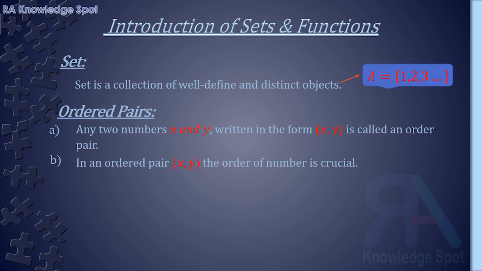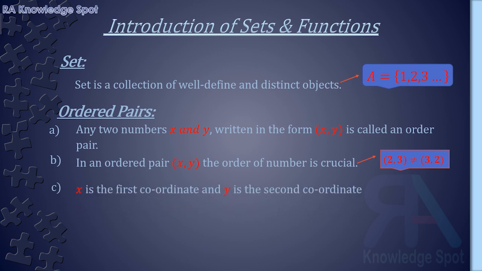Furthermore, in an ordered pair (x, y), the order of the numbers is crucial. Like the order of the numbers is very important. We cannot write it like (2, 3) is not equal to (3, 2). They should be in that order. You cannot change this. Crucial means important. The next key point is that x is the first coordinate and y is the second coordinate. The first element is the x coordinate and the second is the y coordinate.